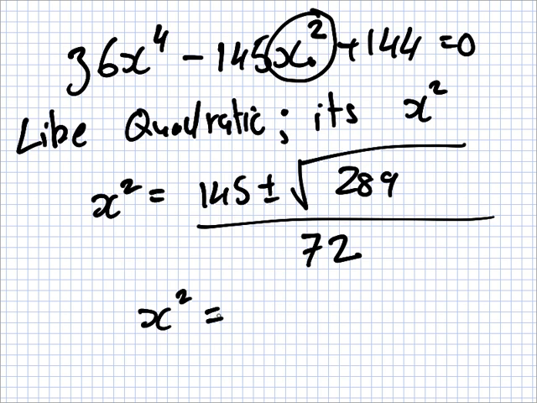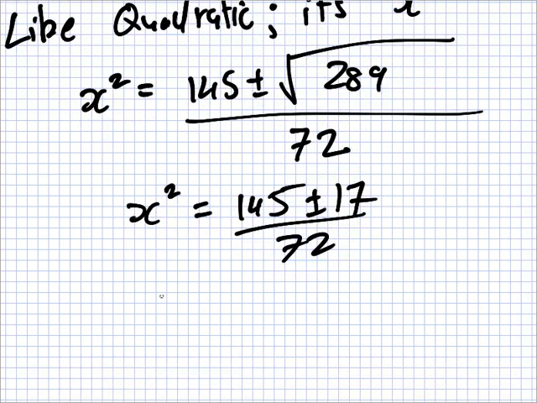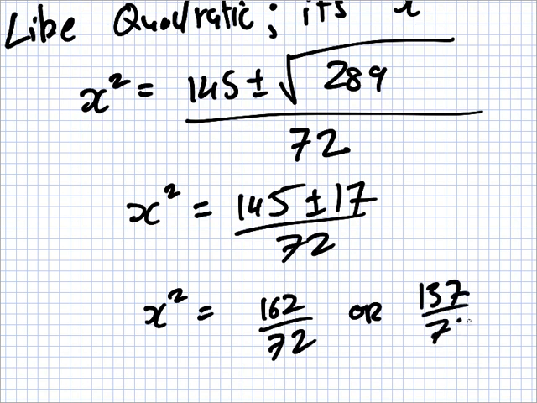16 squared is 255. Is this 17? Yeah. So 145 plus or minus 17 over 72. Okay. So x squared is, we'll do the plus 1 first. So 145, 155, 162? 162 over 72? Yeah? Is that right? Or 137 over 72. Is that the 2? It's not 137? Oh, sorry, 127. 127 over 72?